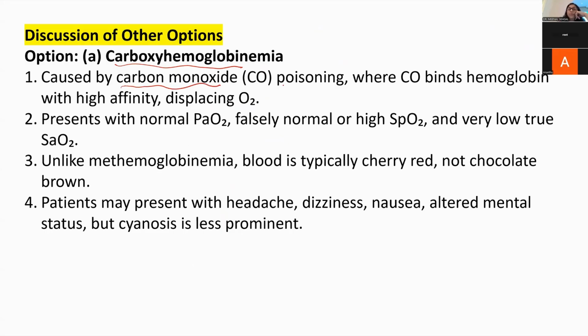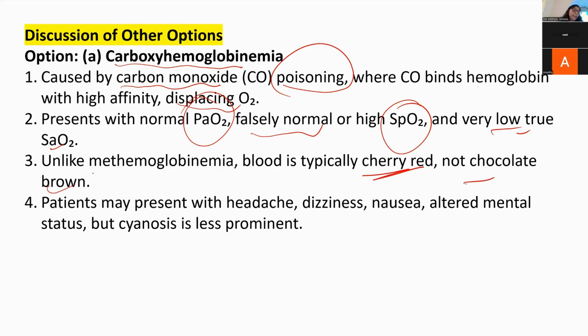Now, in carbon monoxide poisoning, CO binds to hemoglobin with high affinity and displaces the oxygen. It will present with normal PO2, but falsely normal or high SpO2 and very low true saturated oxygen. Unlike methemoglobinemia, blood is typically cherry red and not chocolate brown.